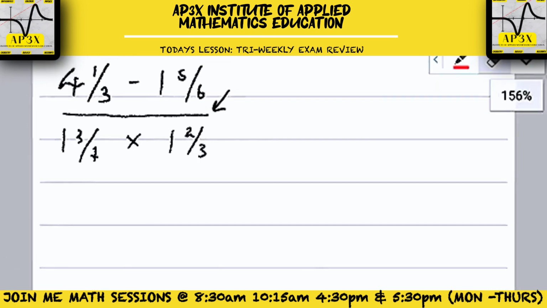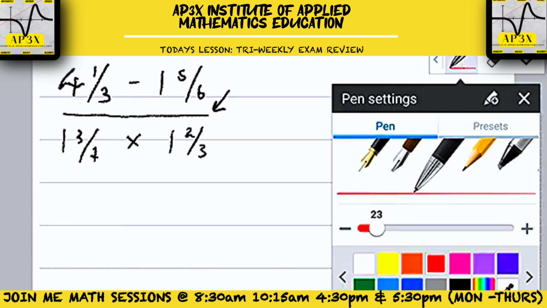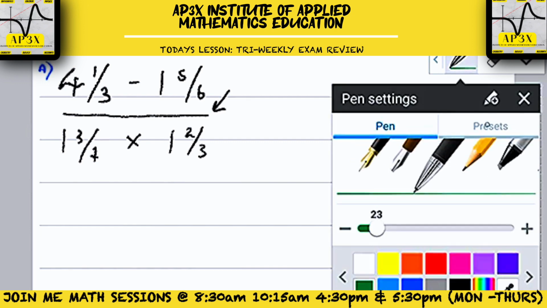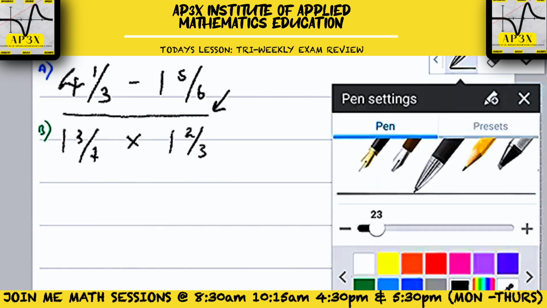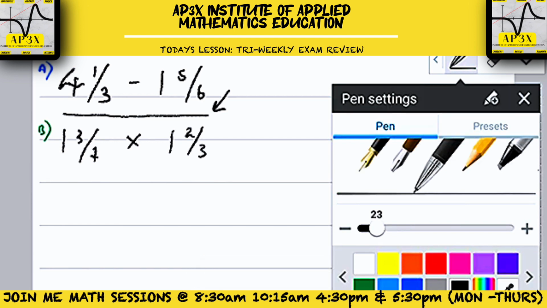Alright, so what we have here is in fact 4 and a third, take away 1 and 5/6, all divided by 1 and 3/7 multiplied by 1 and 2/3. And of course, I always encourage my students to approach these types of questions in parts. You want to give your question a label. So here I want to label the top part A, and I want to label the bottom part B. But before I actually go into the actual calculation, what I like to do is convert all my mixed fractions to improper fractions.